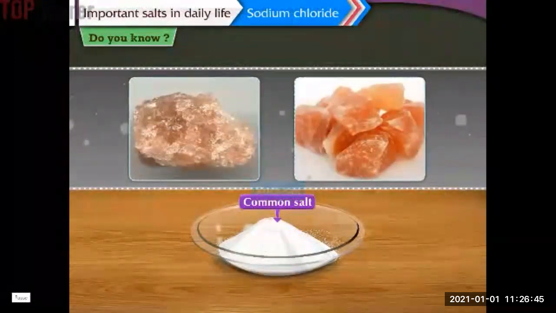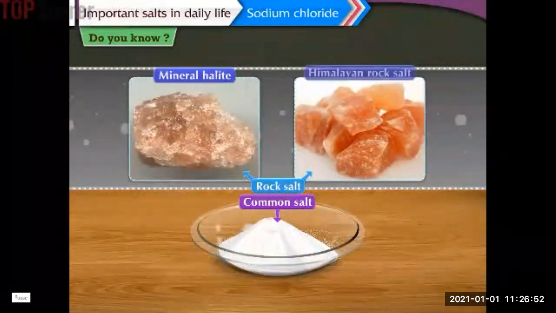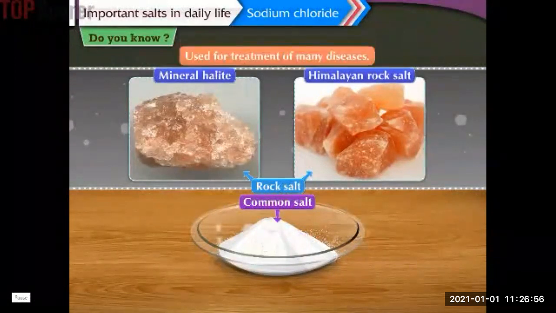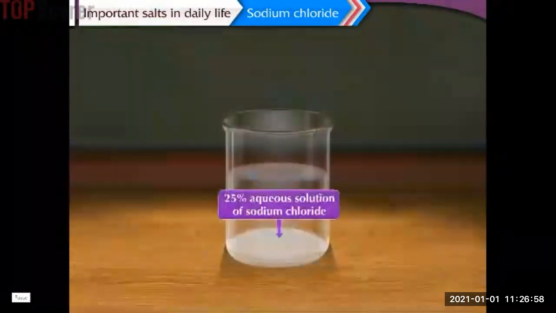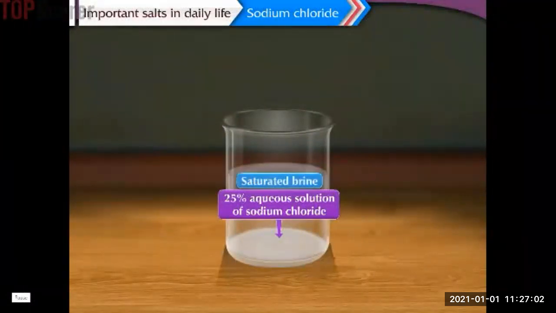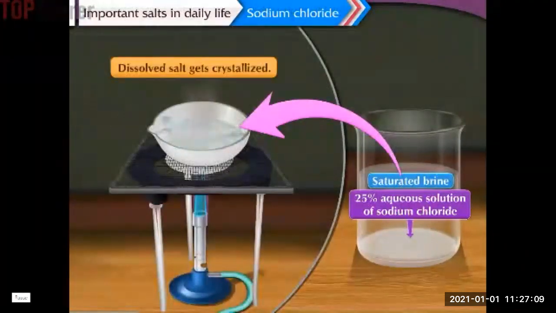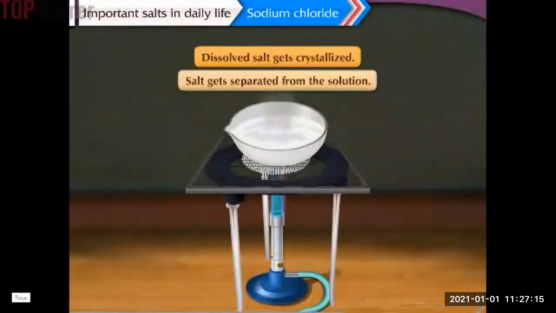This salt is called rock salt. Some examples of rock salt include mineral halite and Himalayan rock salt. This salt is used for treatment of many diseases. The 25% aqueous solution of salt is called saturated brine. When 1/5 of this solution is evaporated, the dissolved salt crystallized and salt gets separated from the solution.